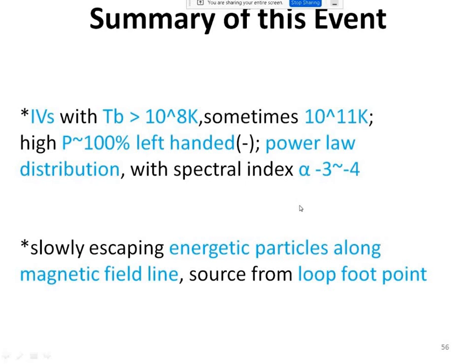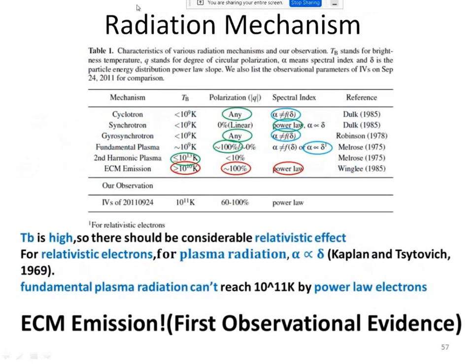So we conclude that it's generated by slowly escaping energetic particles along the magnetic field line, and the source of the magnetic field line is from a flare loop's foot point. And we want to know the mechanism of this stationary type 4 radio burst.